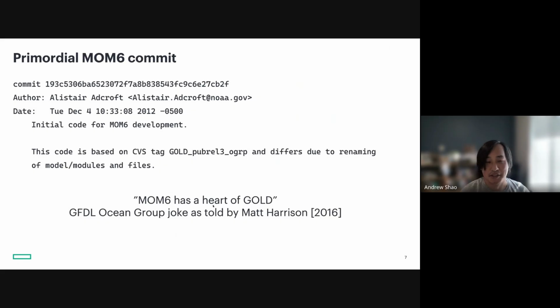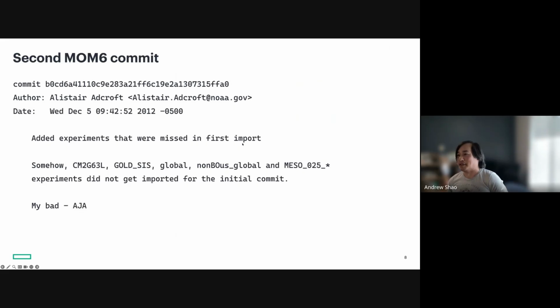And just because I was looking at the Git log, if anybody's curious, this is the second MOM6 commit. You know, I don't know who this Alistair Adcroft character is, but apparently he needs to learn how to use Git. But he did do the right thing. It did not overwrite history and just added another commit onto it, despite making a mistake on the git commit.